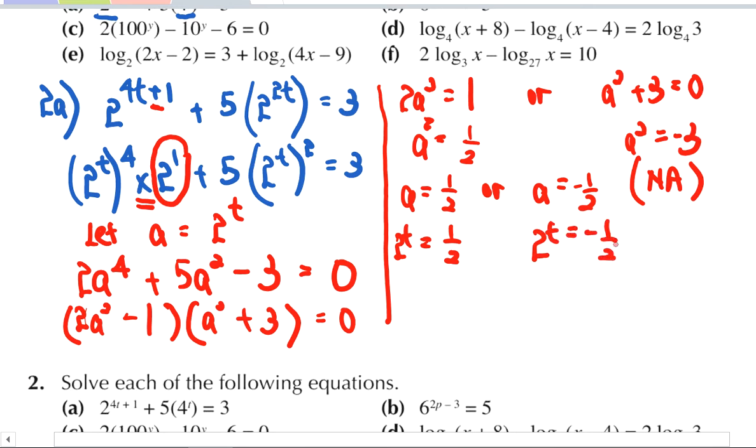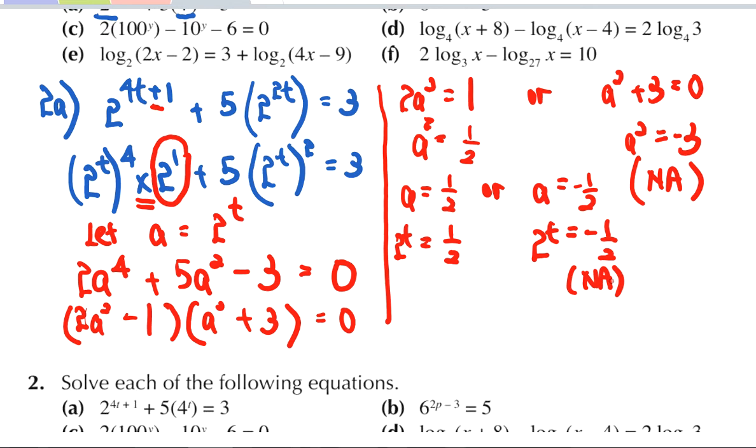Can 2 to the power of t be equal to negative half? Cannot. 2 to any power number will always get positive number. A, this is NA again. So our job is to solve 2 to the power of t. Oh, 2 to the power of t equal half. Can anyone tell me how to solve for t now?